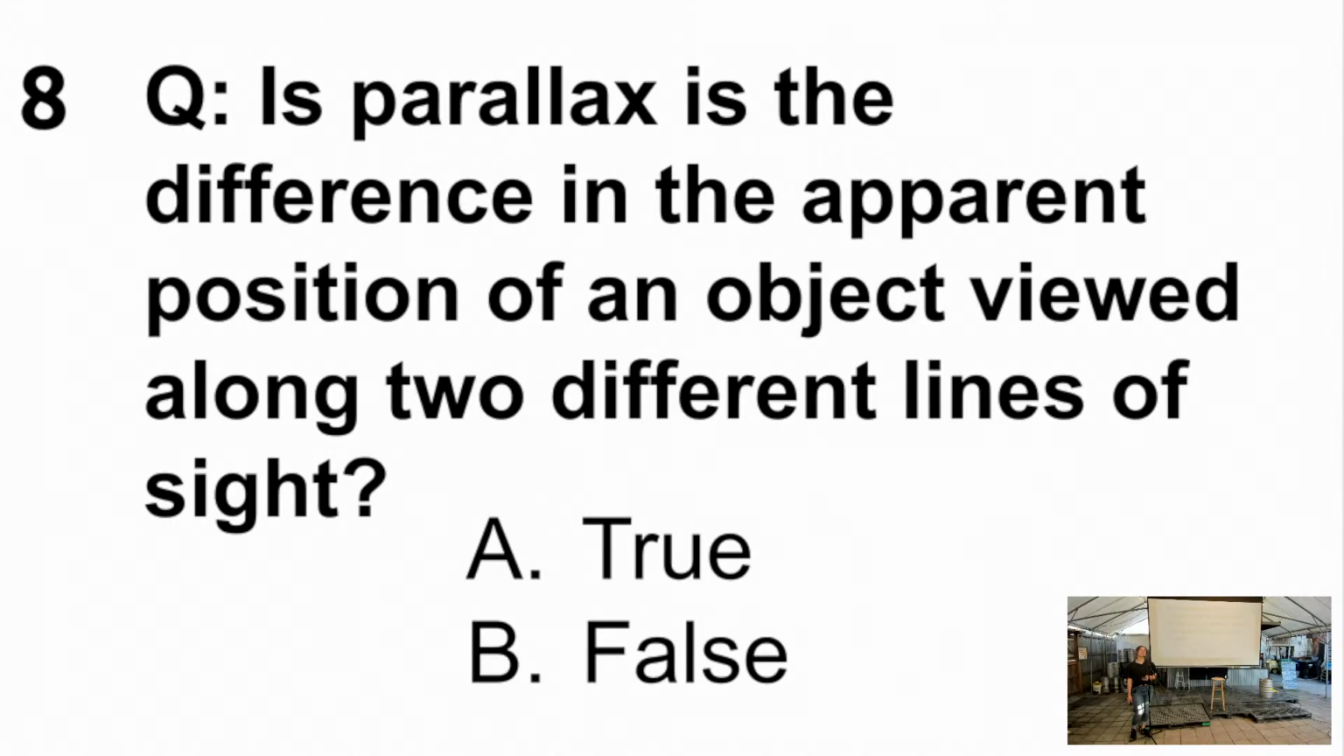Question 8. Okay, is it true that parallax is the difference in the apparent position of an object viewed along two different lines of sight? A, true, or B, false? This question's going to be rough with the diagram. I'm going to get ready to walk. Okay.